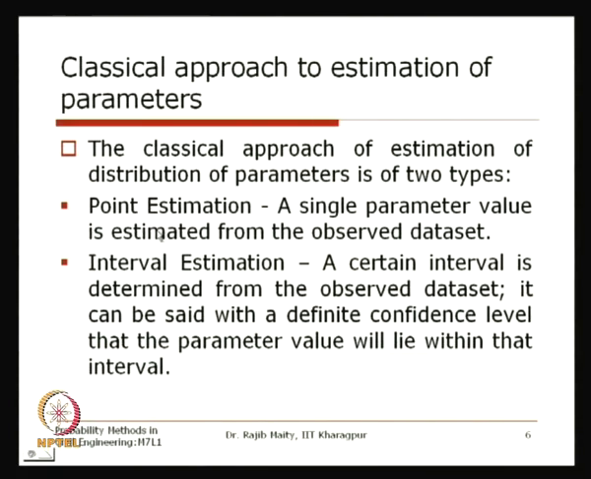Now we'll discuss how to estimate that parameter, that we will see. But here I want to stress the word single. So when a single parameter is estimated, that is known as the point estimation. On the other hand, it will be interval estimation when a certain interval is determined from the observed data set. It can be said with a definite confidence level that the parameter value will lie within that interval.